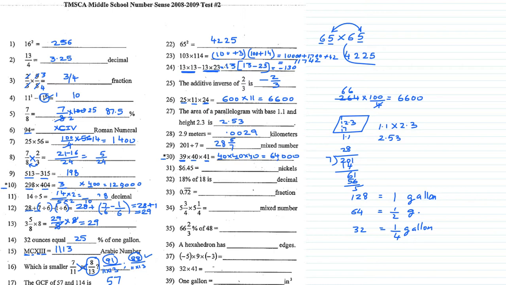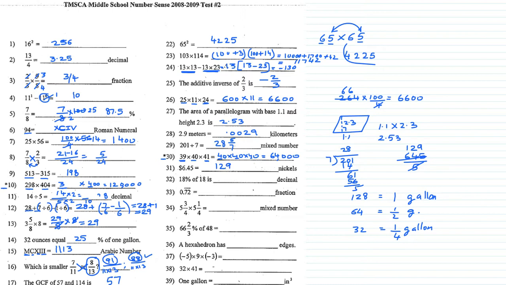Question 31, $6.45 is equal to how many nickels? Nickels is 5 cents. So we have 645 cents. So essentially the question is 645 divided by 5. So clearly 5 times 12 is 60, remainder is 4, 45. 5 times 9 is 45. So the answer is 129 nickels.